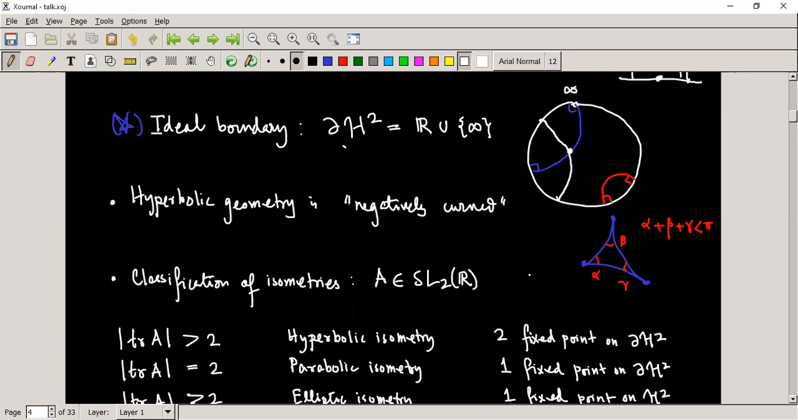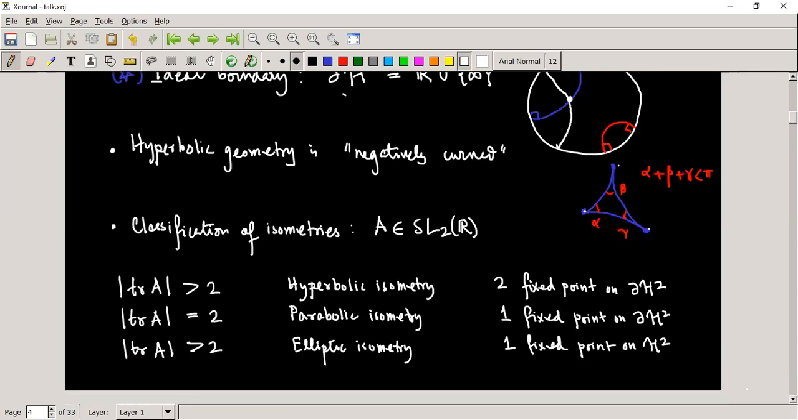Hyperbolic geometry is also negatively curved in the following sense. If you take any triangle which consists of three points with semicircles joining them, because these are the geodesic arcs, and look at the angles between pairs of these geodesics, alpha, beta, gamma, let's say, then alpha plus beta plus gamma is less than pi. Whereas in Euclidean geometry, it's exactly equal to pi. So triangles are deflated. It's like the geometry is negatively curved.